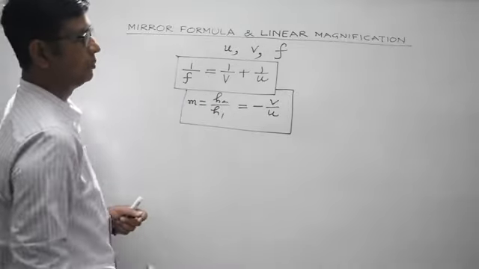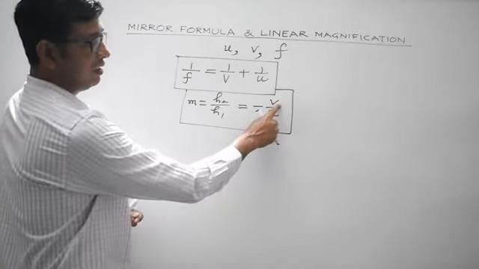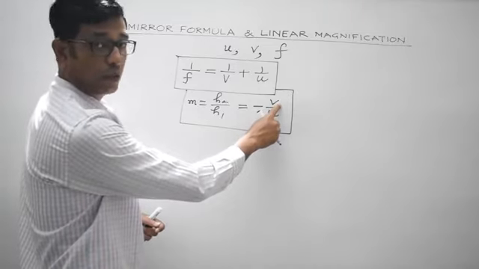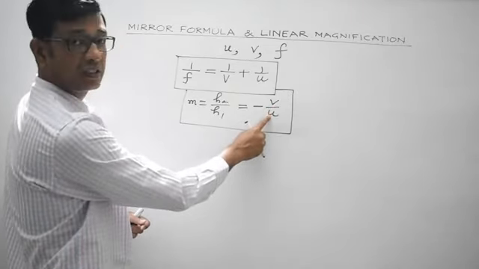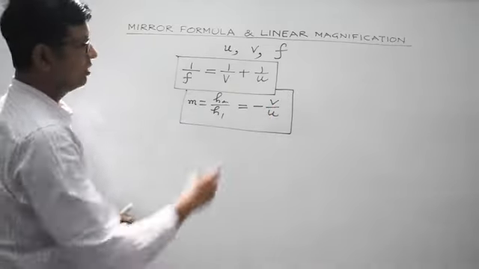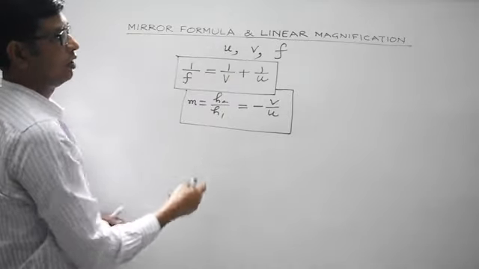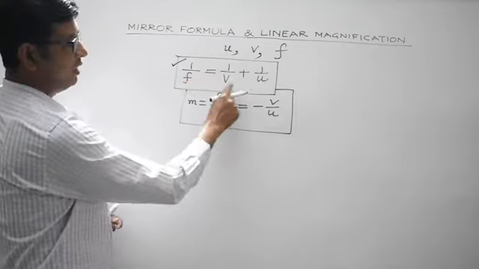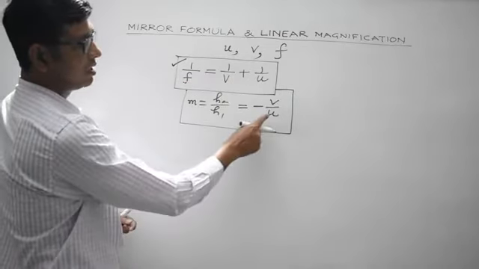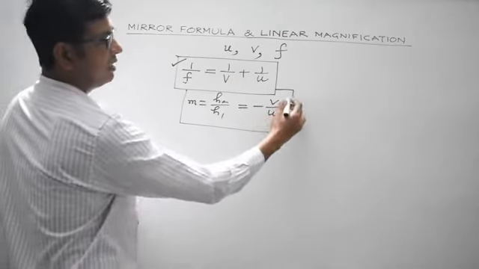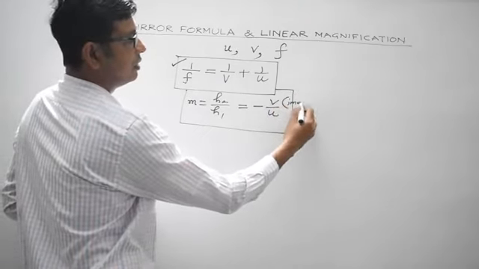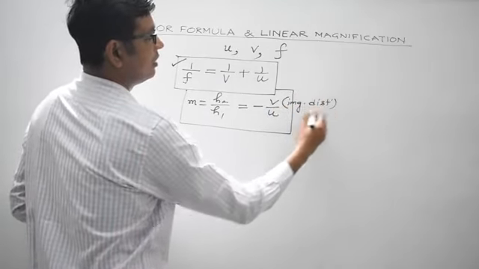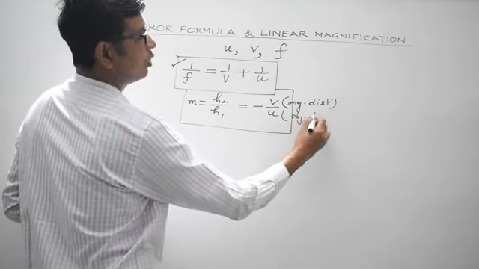So these are the formulas. v is the image distance from the pole of the mirror, u is the object distance from the pole of the mirror. These are the mathematical expressions relating f, u, v, and linear magnification in terms of the object distance and the image distance.